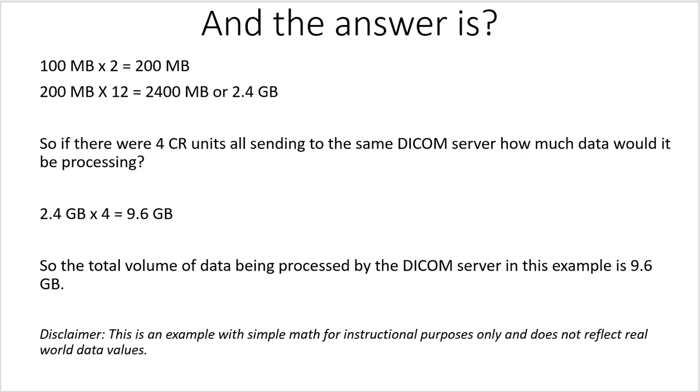So if there are 4 CR units all sending to the same DICOM server, how much data would it be processing? 2.4 gigabytes times 4 CR units equals 9.6 gigabytes. So the total volume of data being processed by the DICOM server in this example is 9.6 gigabytes.